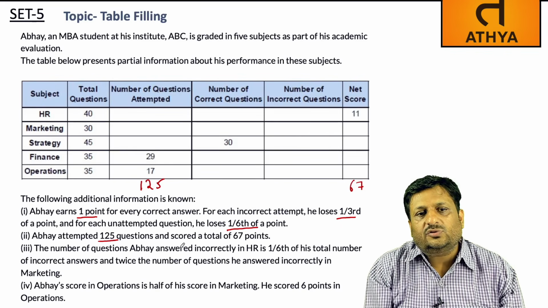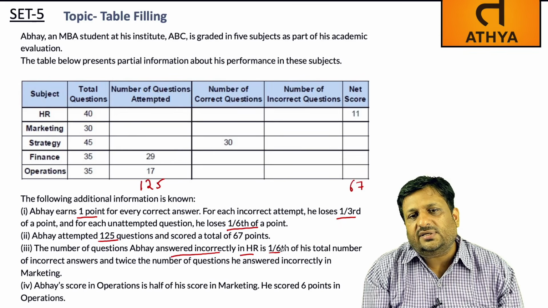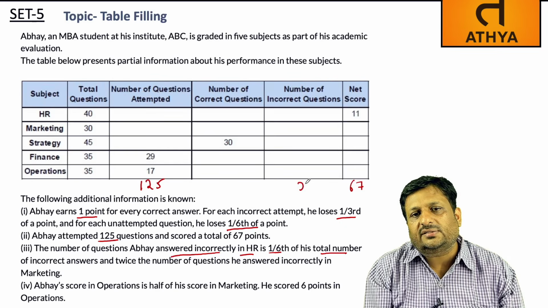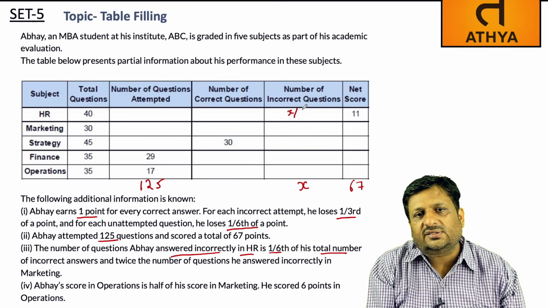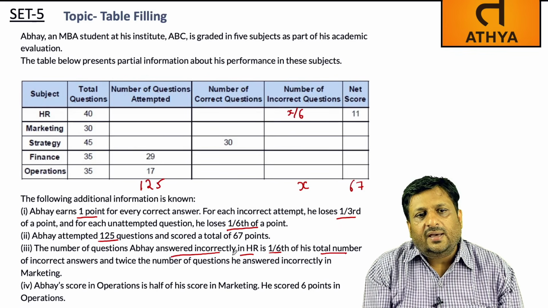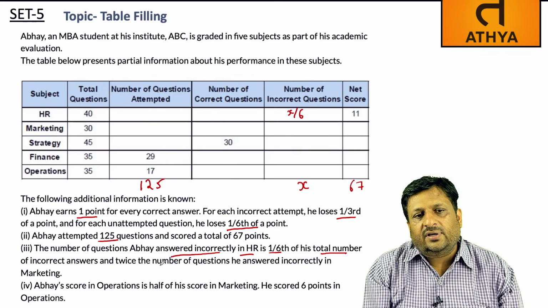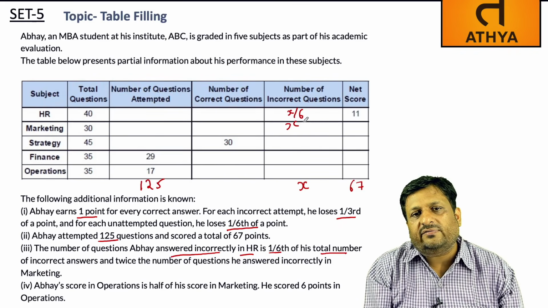Now the number of questions Abhay answered incorrectly in HR is 1/6 of his total incorrect answers. So let's say his total incorrect answers is X. So in HR he answered X/6 incorrectly, and that was twice of what he answered incorrectly in marketing. So in marketing he must have answered X/12 incorrectly.